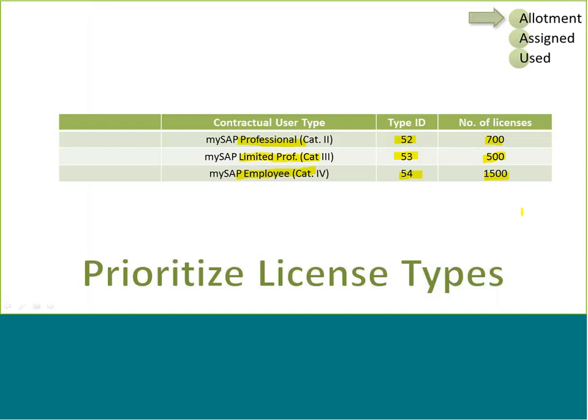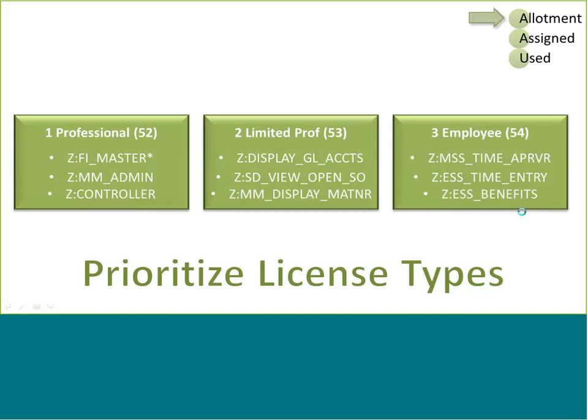Now, it's quite easy to prioritize these. The first one is the most significant. The second is the limited, and the third is the employee. So this is actually a manual effort that you have to do before you run LiveCompare, and it takes about 5 minutes. Understand what license types you have, and then prioritize them.